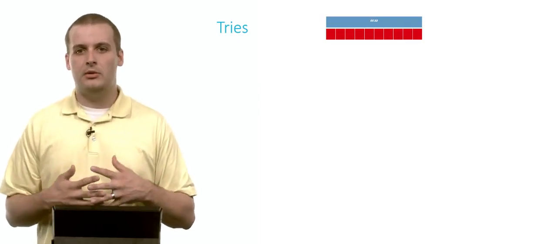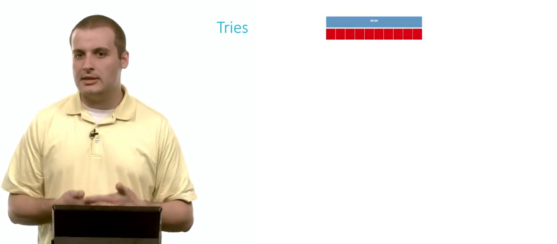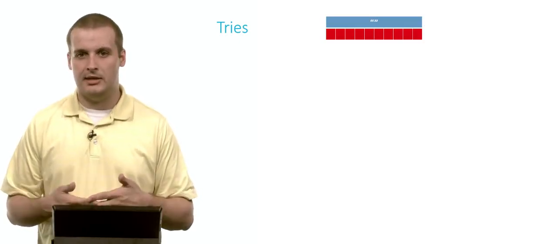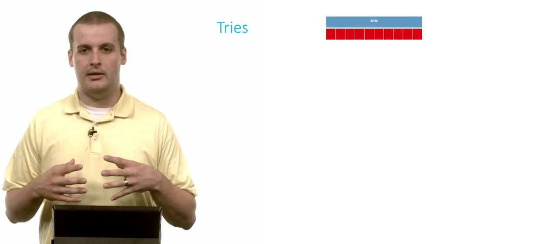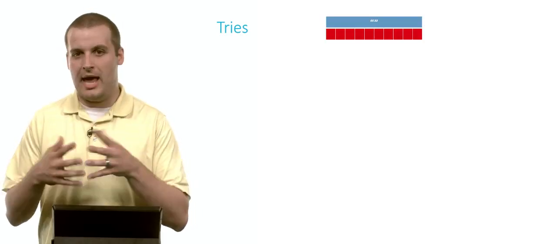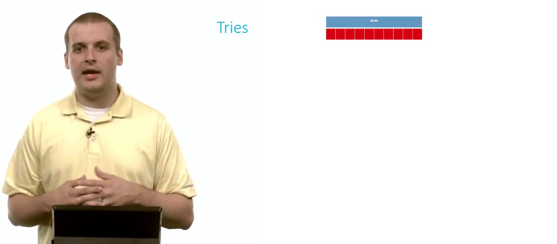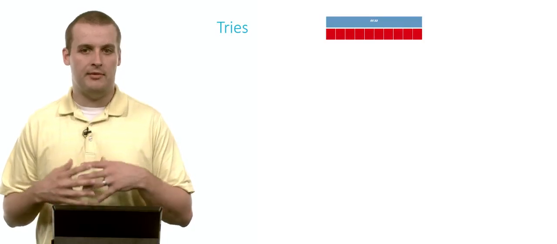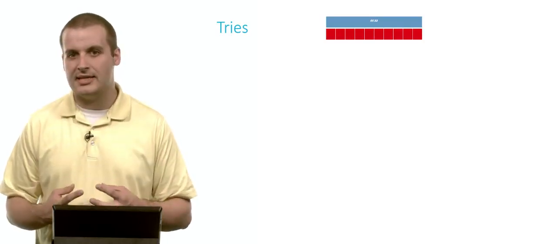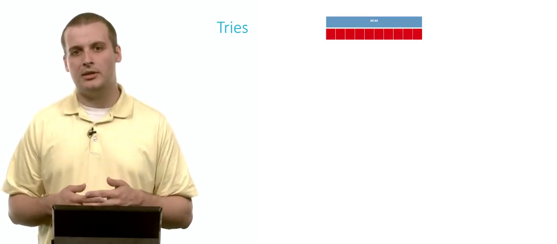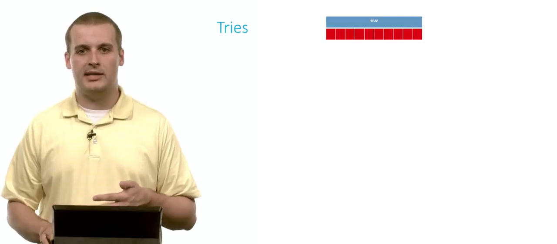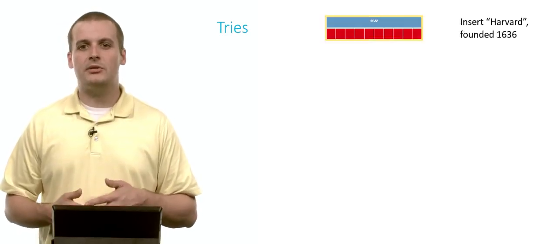So right now, what does a node look like? Well, just as our data structure declaration indicated, we have a string, which in this case is empty, there's nothing here, and an array of 10 pointers. And right now, we only have one node in this trie. There's nothing else in it, so all 10 of those pointers point to null. That's what the red indicates. Let's insert the string Harvard.